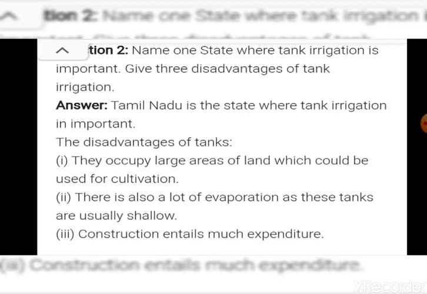Next, question number 2 is, name one state where tank irrigation is important. Give 3 disadvantages of tank irrigation. The answer is, Tamil Nadu is the state where tank irrigation is important. The disadvantages of tank irrigation: first, they occupy large areas of land which could be used for cultivation. Number 2, there is also a lot of evaporation as these tanks are usually shallow. Number 3, construction entails much expenditure.